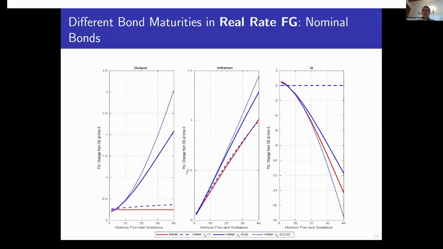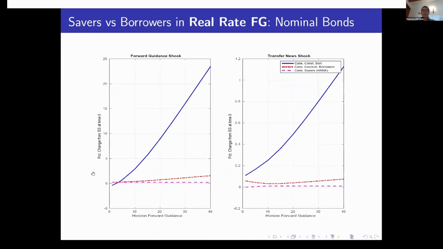And if we do the same experiment for different maturities, we have that here the longer the maturity, where the blue line is 5-year maturity and the dotted line is 20 years, the stronger is the impact of forward guidance for nominal bonds, because the larger is the decline in Q. So this is the opposite effect compared to the real bonds. And again, if we look at the composition across savers and borrowers, we see here the driver of the larger impact of forward guidance is that constrained households' consumption actually goes up by a lot because of this depreciation of the outstanding debt.